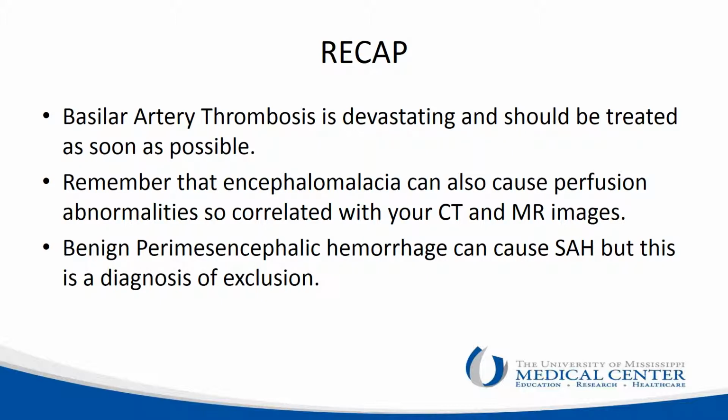In recap, please remember that basilar artery thrombosis is devastating and needs to be treated as soon as possible. Remember that encephalomalacia and other intracranial abnormalities can cause perfusion abnormalities, so always correlate with your CT and MR images. And remember that benign perimesencephalic hemorrhage can be a cause of subarachnoid hemorrhage, but that this is a diagnosis of exclusion.